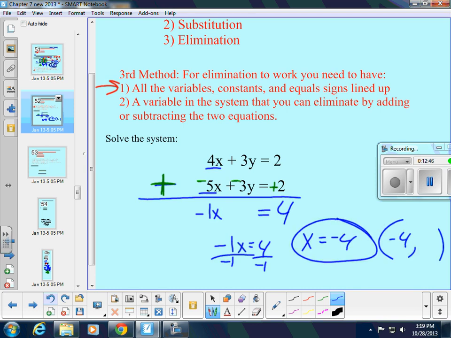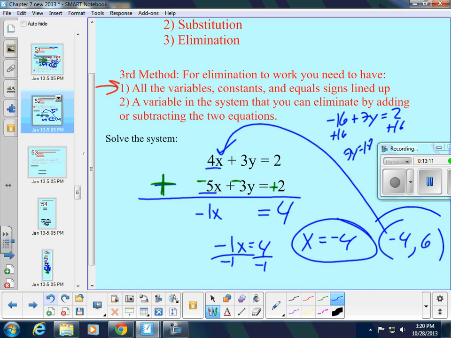And if I want to plug negative 4 back in and find out what my y coordinate is, I can do that. Let's plug it into this top one. It really doesn't matter which one I plug it into, but let's use the top one. So now I get 4 times negative 4, which is negative 16, plus 3y equals 2. I'm going to add 16 to both sides. I get 3y equals 18. So y is going to be 6. I get negative 4, 6 for my point. If I graph those two lines, that's where the two lines would intersect, at the point negative 4, 6.